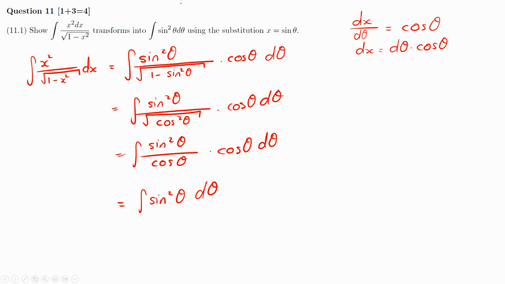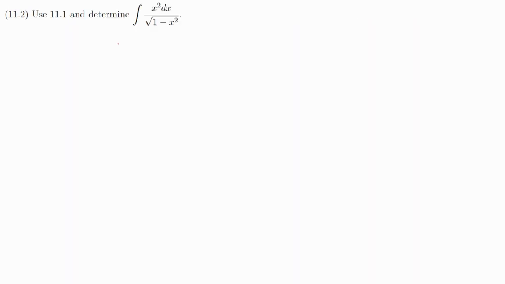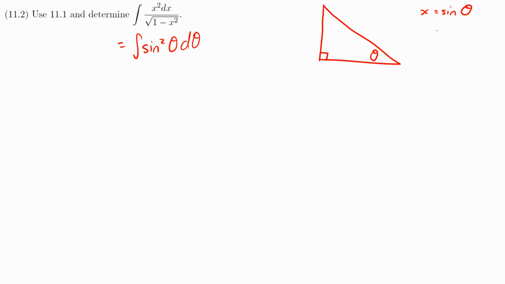Now we need to work out this integral. So we know now that this is equal to the integral of sine squared theta d theta, because x is equal to sine theta. So now let's first plot that in a triangle, the property they gave us. They told us x is equal to sine of theta. So if we stand on theta, this side will be x and the hypotenuse will be 1 according to trig. So the adjacent side will be the square root of 1 minus x squared.